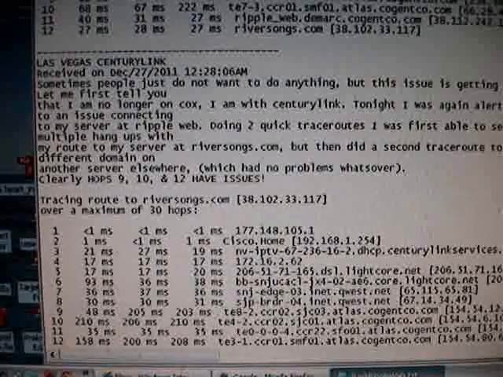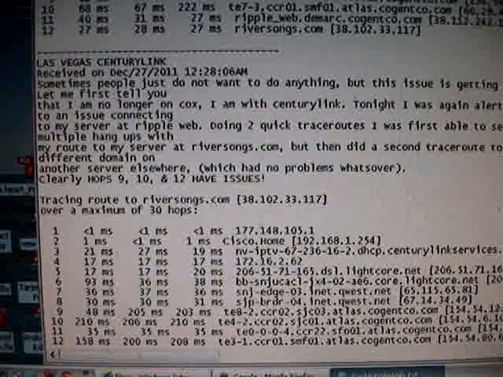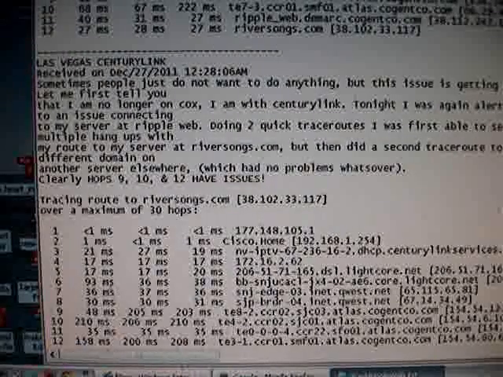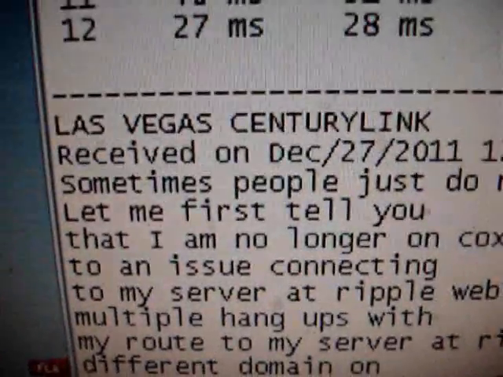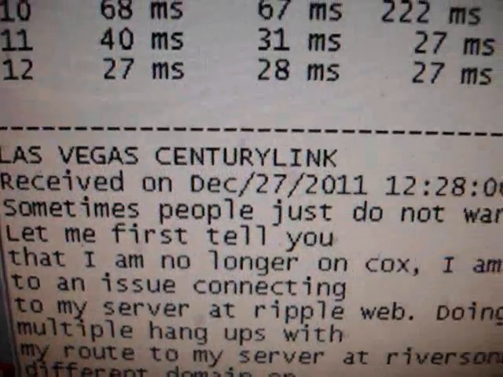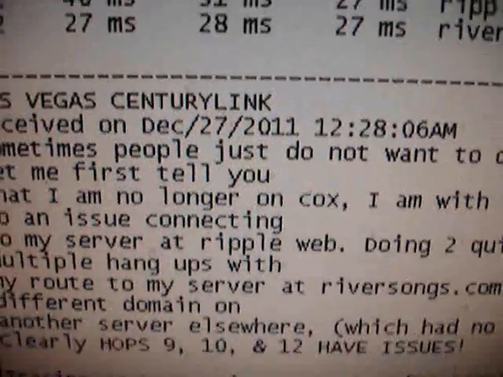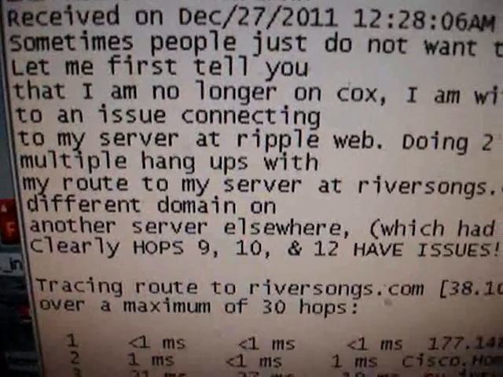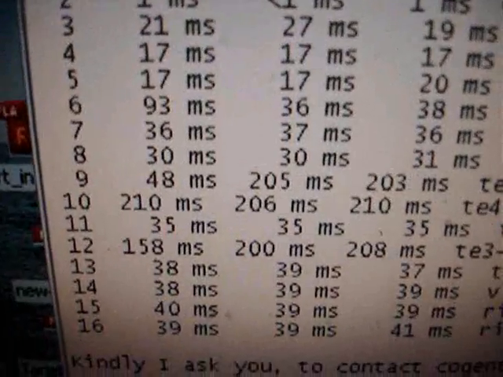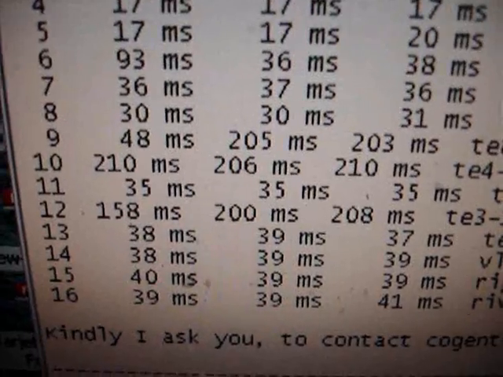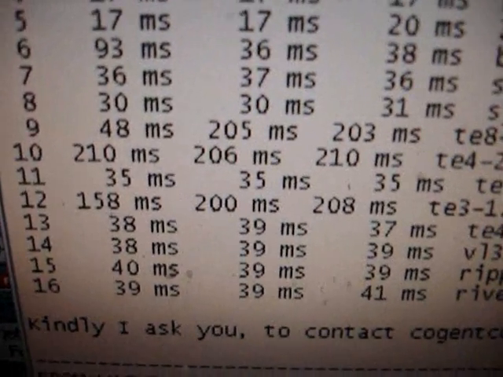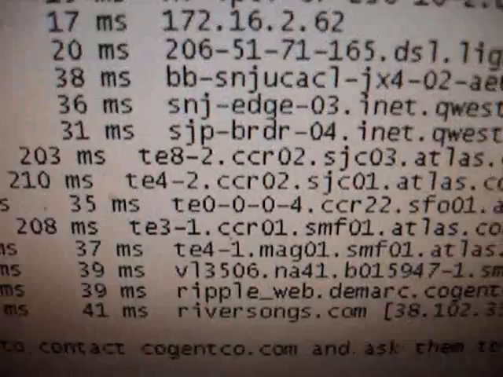So next, I'd actually moved my internet providers, and it was funny because the web host said, well, maybe it's Cox's problem, right? Okay, so here we are in Las Vegas again, but now we're using CenturyLink, and it's December 27, 2011. Okay, and this one, we go down here, and you can see right there, hop 9, hop 10, hop 12. So who is that?